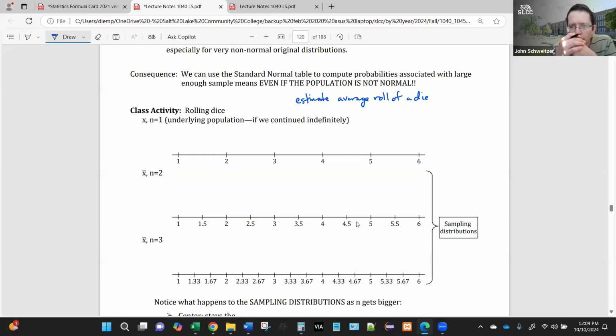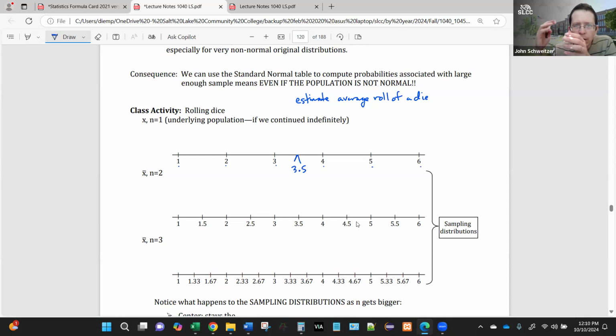So what is the average roll of a die? Well, when you roll a die, it can be a 1, 2, 3, 4, 5, or 6. And they're all equally likely. So what is the middle of that distribution? It should be 3.5, right?